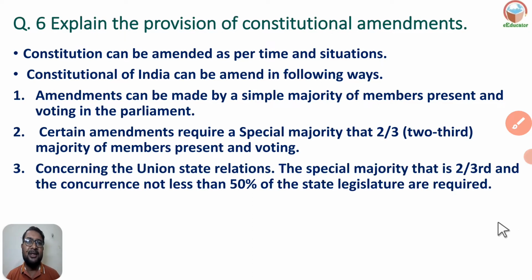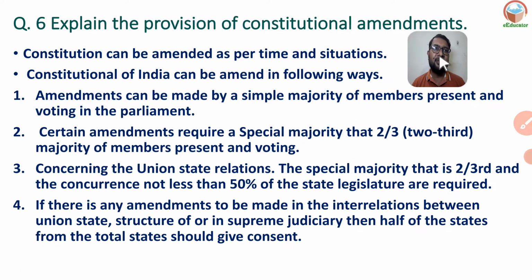Number 3, concerning Union and state relations, the special majority, that is 2/3, and the concurrence of not less than 50% of the state legislatures are required. Number 4, if amendments are to be made in the relations between the Union and states, or the structure of the Supreme Court judiciary, then half of the states from the total should give their consent.